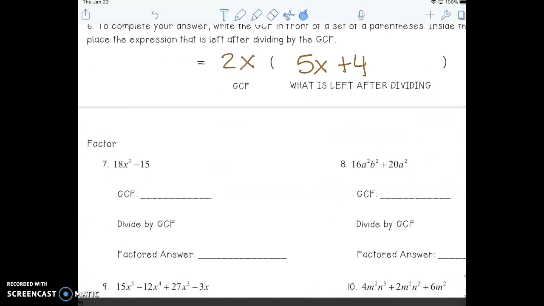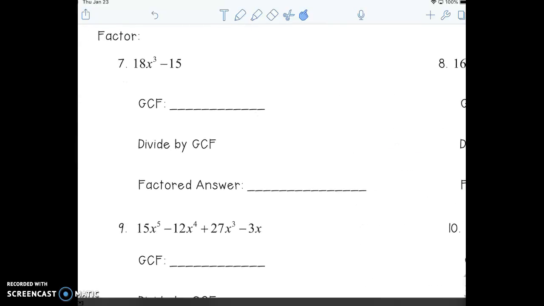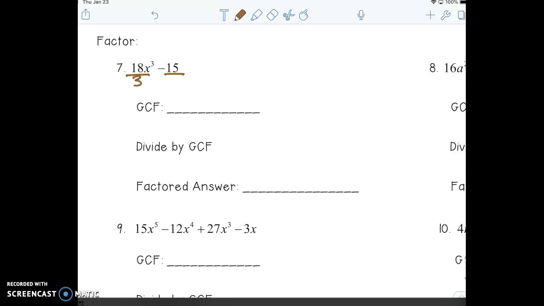Okay, so let's go to the next one. So I need to factor this. I'm looking for the greatest common factor. I'm looking for what they have in common. So they're not both even, so it's not divide by 2. Okay, let's try 3. Does 3 go into 18? Yes. Does 3 go into 15? Yes. Let's see what we get.